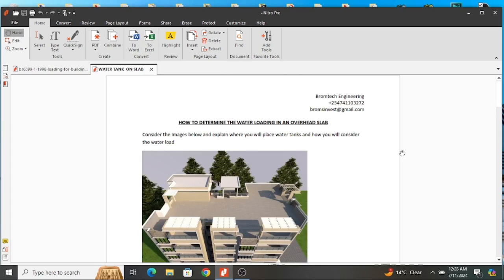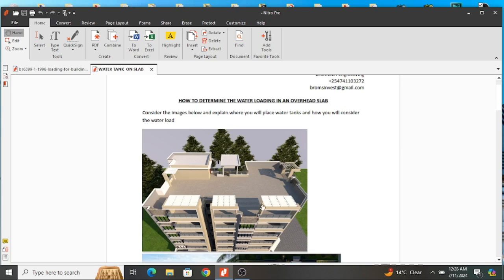Welcome to today's lesson. Today we are going to look at how to determine the water loading in an overhead slab, and we are going to consider some three structures here. Where do you place your water tanks, what guides you, and how to determine the loading from the water to the slab.